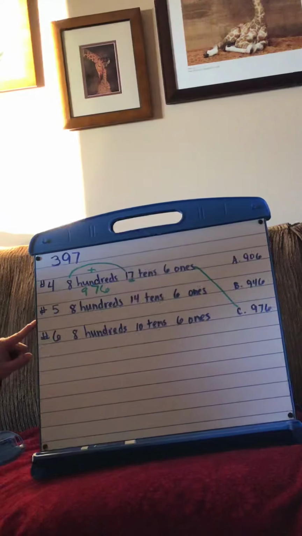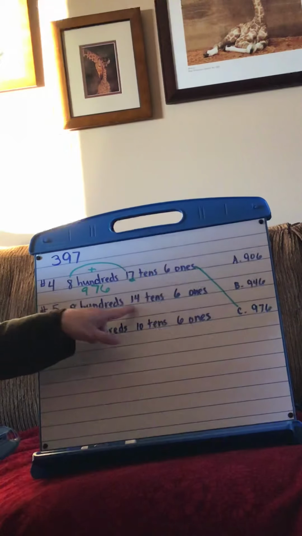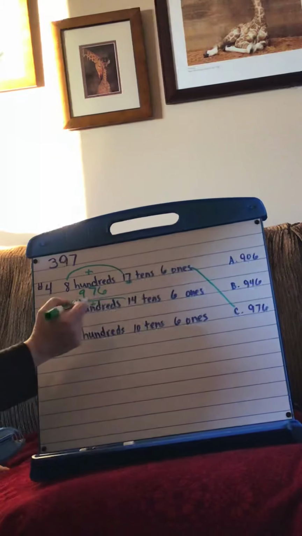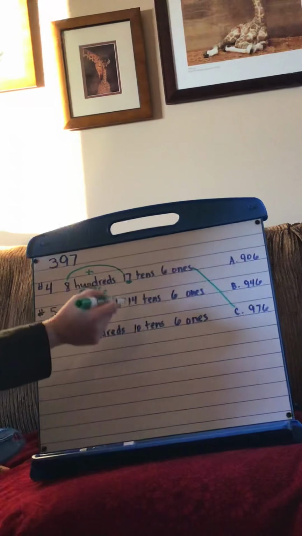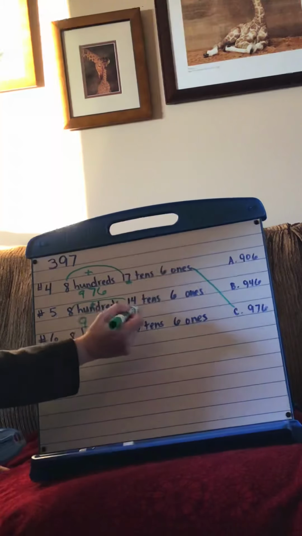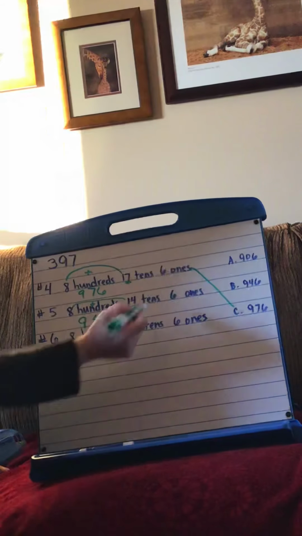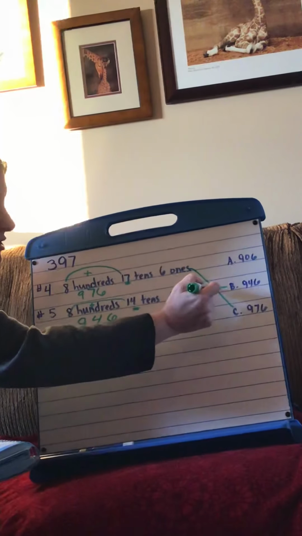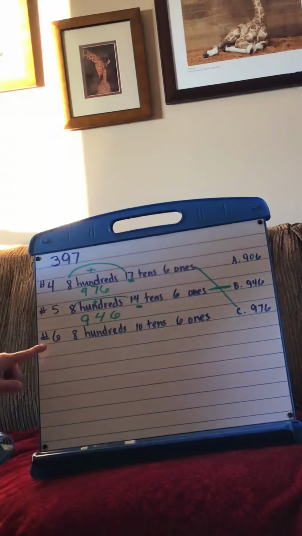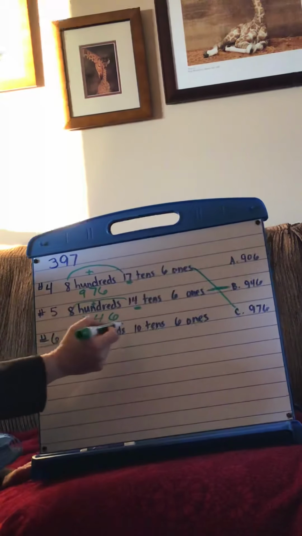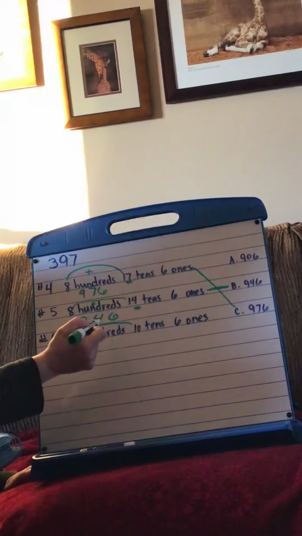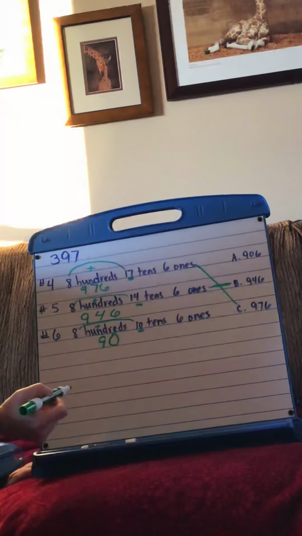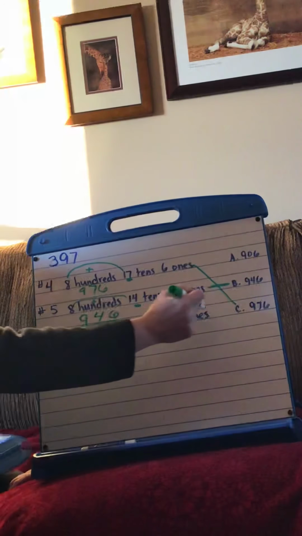Okay? Number 5, we have 8 hundreds, 14 tens, 6 ones. So we're going to draw our arch here. Put a plus sign, because we're adding in this area. 1 plus 8 is 900. The 4 stays the same, and the 6 stays the same. So we have 946. So, oh, that's great. That matches right there. Now let's just check number 6, just to make sure. We can draw our arrow, add a plus sign. 1 plus 8 is 9. Our 0 is in the tens. And then we have 6 ones, and that matches.